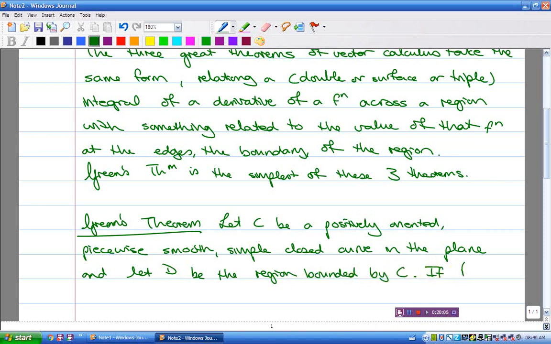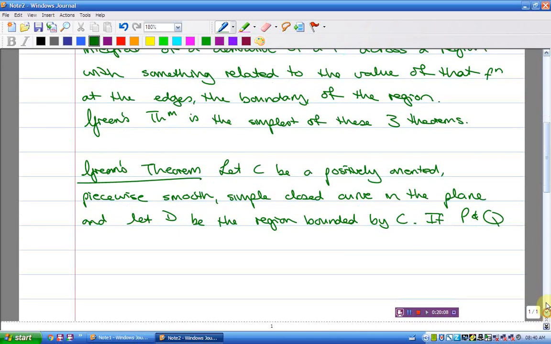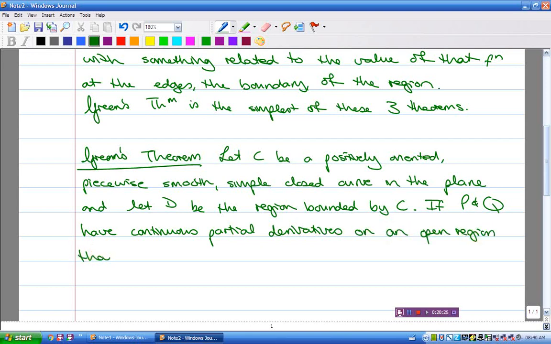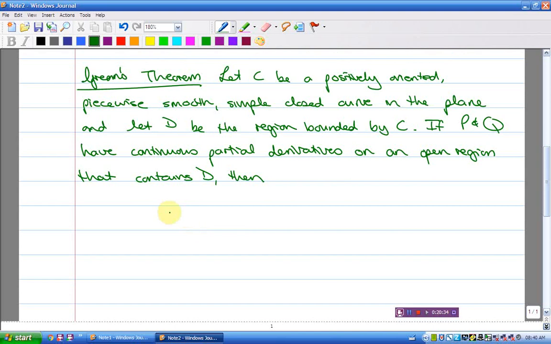if P and Q have continuous partial derivatives, so they're functions, have continuous partial derivatives on an open region that contains D. That's mathematics speak. Then what do we have? We have this great and wonderful formula which you're going to have to memorize, which is this.